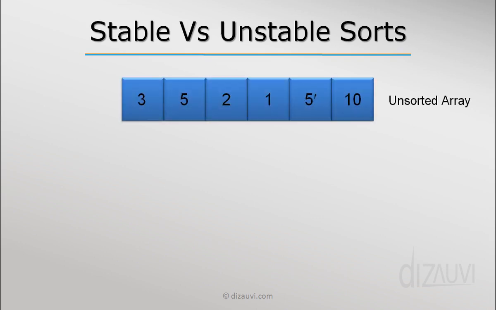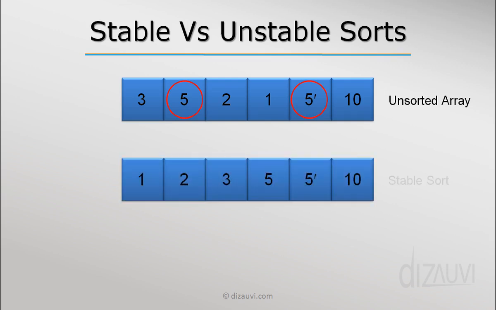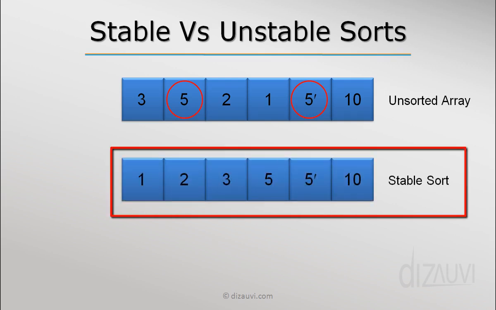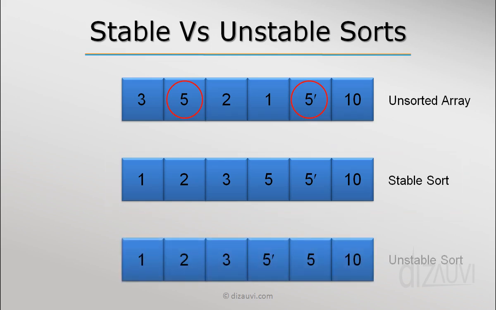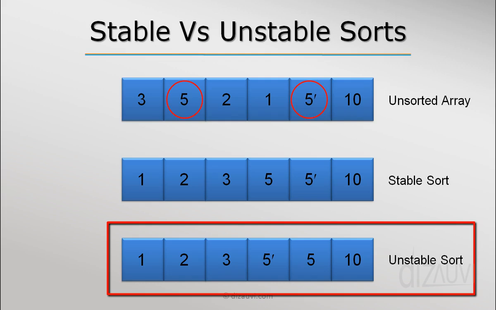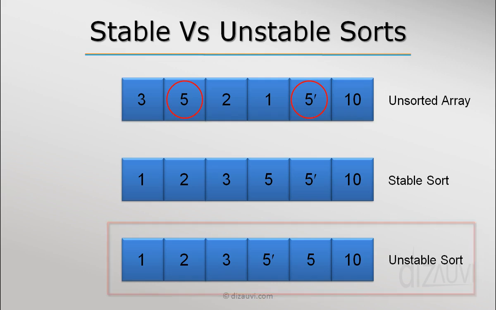Consider an unsorted array with two elements having the same value 5. I have marked them as 5 and 5 prime just to be able to distinguish the two numbers, although the numbers are the same, of course. Now, after the sorting is done on the array, if the result of the sort is this, we call it a stable sort, while if the elements are arranged like this, we call this an unstable sort.